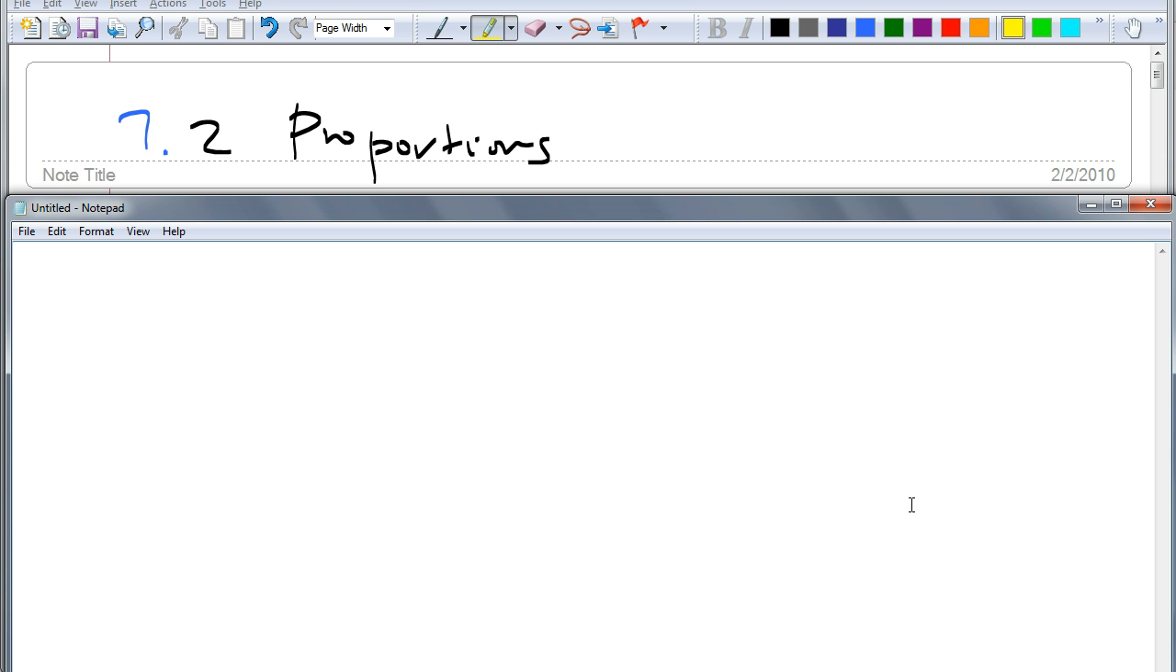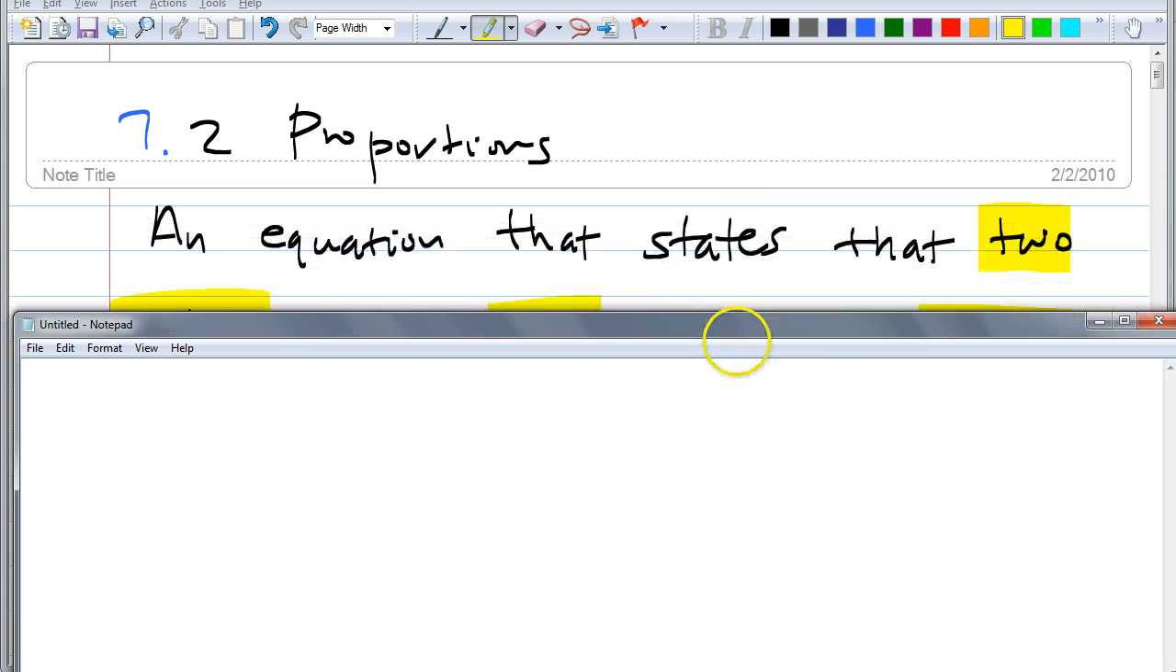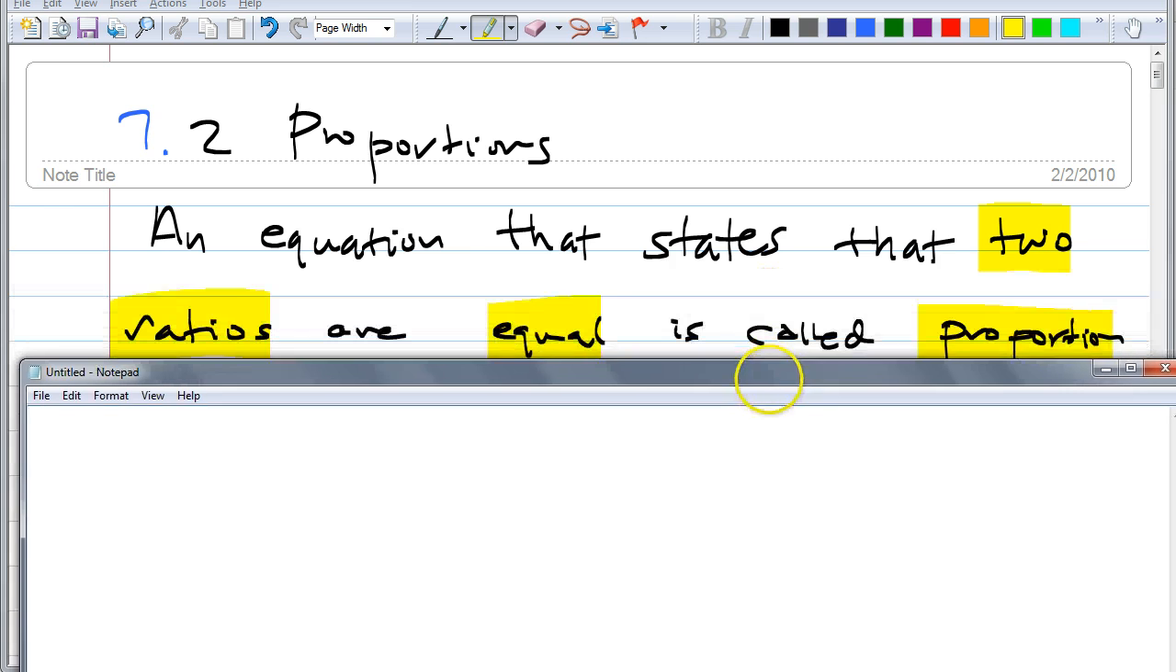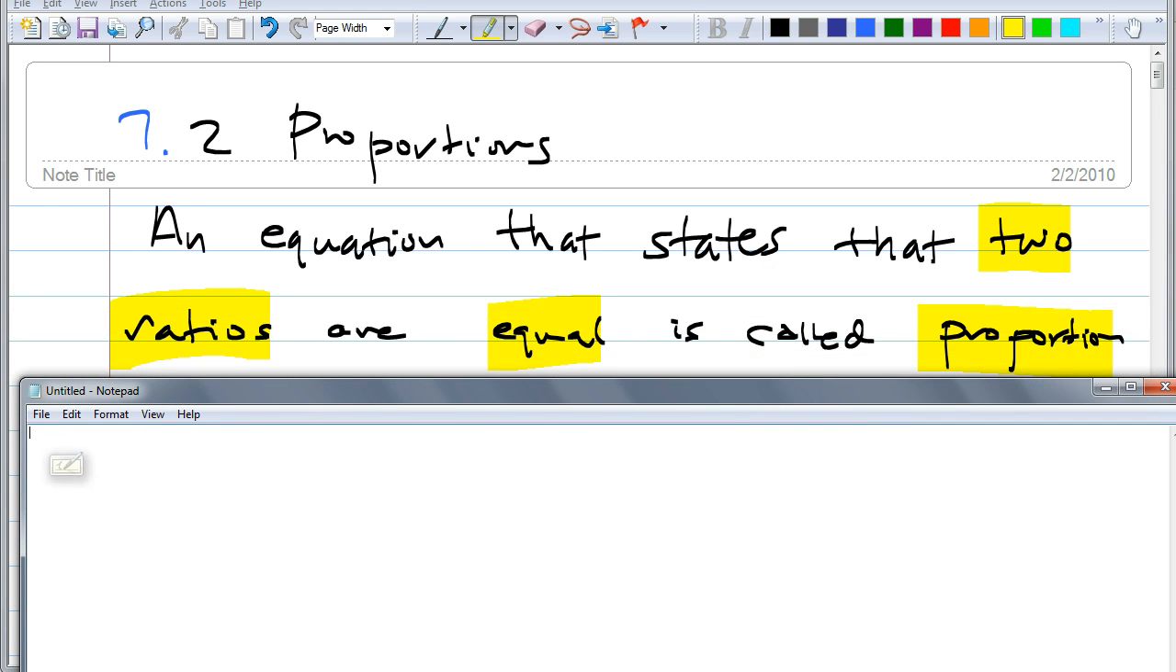And so a ratio is an expression. You see how you have the expression equal to another expression? What is that? That's an equation. So a proportion is an equation that states that ratios are equal. Okay, that's what a proportion is. So write this down. That's what we'll be talking about today.